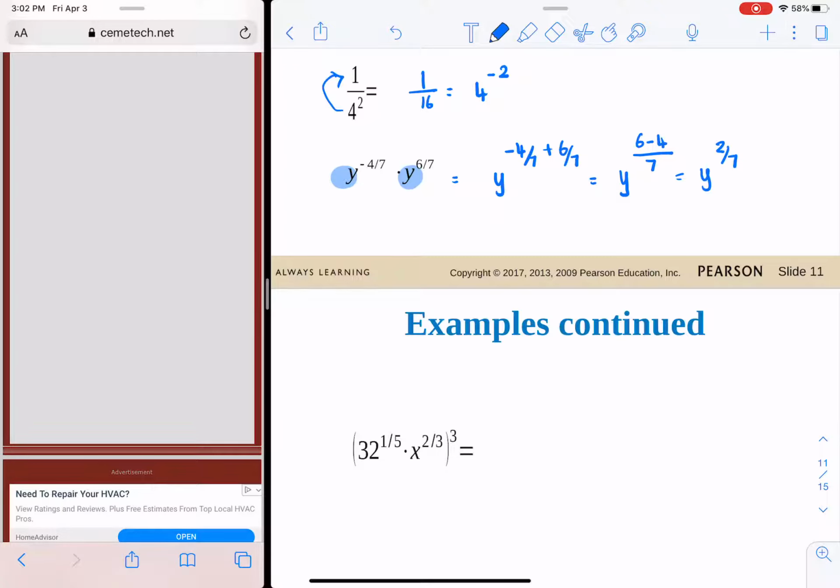And if we have to write it as a radical, we could either write it as the 7th root of y squared, or we could write it as the 7th root of y raised to the power of 2. Both of them would work.